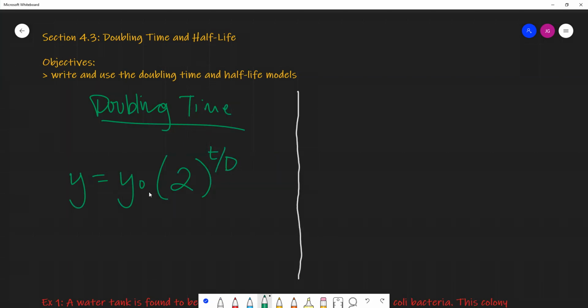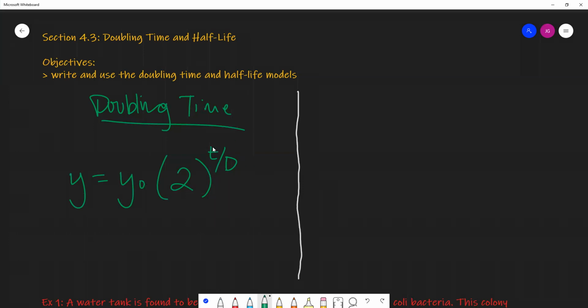Okay, so y and y naught, same thing from the exponential growth model. Here, if we're doubling, our growth rate, our r, is 100% because that's how much we're growing by every single time we double. When something doubles, goes from 2 to 4, we add 100% of itself back into it, right? If I start with 2, 100% of 2, and if I add 2 into that, I get 4. And you continue that process, right? The thing that's different is the exponent, right?